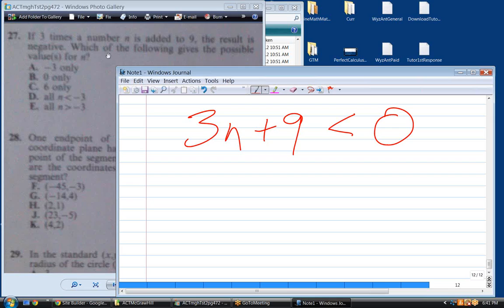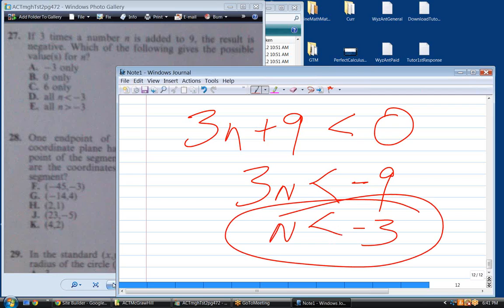So now, which of the following gives possible values for n? Well, let's just solve this. This is easy to solve. How do I solve that? Subtract 9 from both sides. Okay, that leaves 3n over there, and minus 9 over there. Now what? And then divide by 3 on both sides.